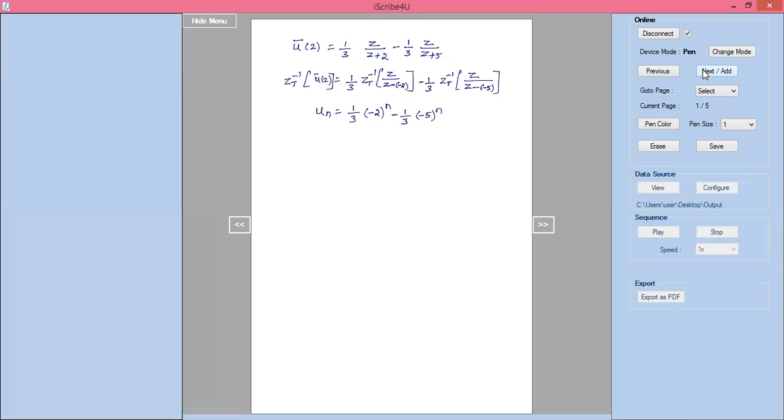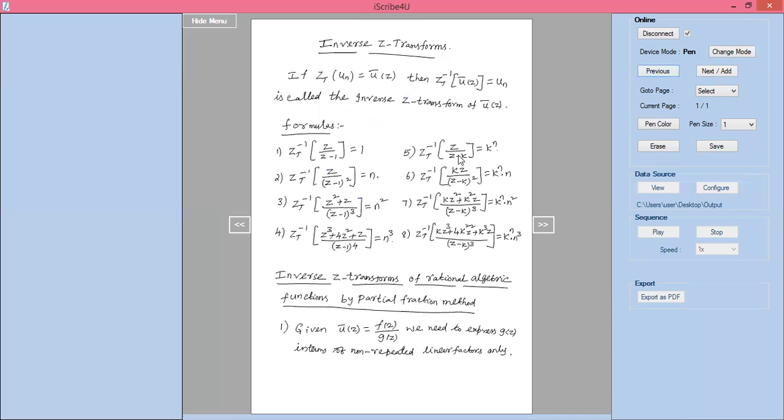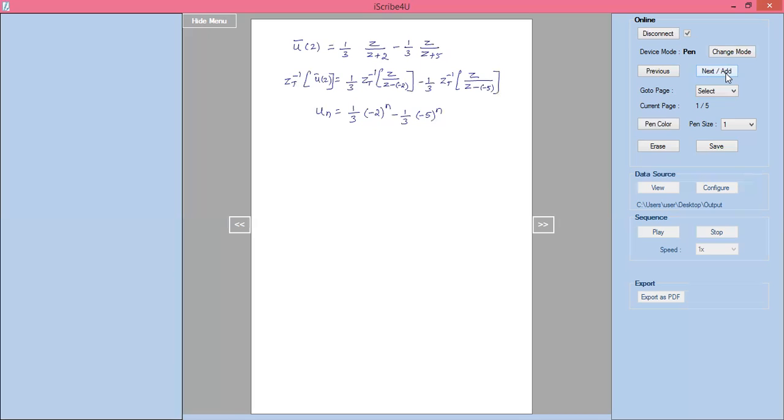Why am I writing like this? Already I told the formulas. The formula should be in this format: Z inverse of z by z minus k is k power n. Here I am writing z minus of minus. What are the k values here? Minus 2 is one value and minus 5 is the other value. So those values I am substituting and simplifying here. This is the required solution for the given equation.